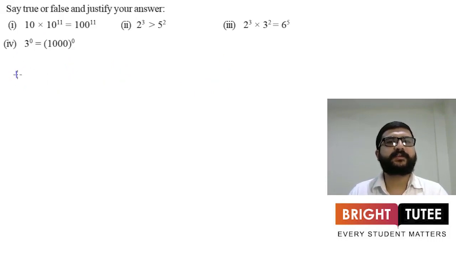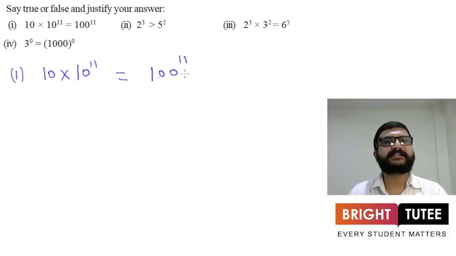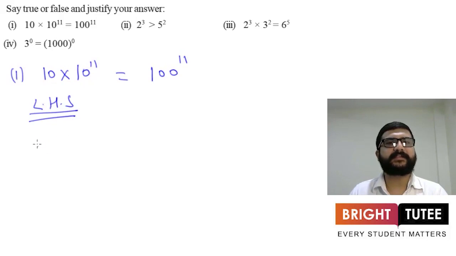Now the first part of the question is 10 into 10 to the power 11 is equal to 100 to the power 11. Let's check LHS and RHS separately whether they are equal or not. LHS means left hand side of the equation. So LHS is 10 into 10 to the power 11. This will give us 10 to the power 12.